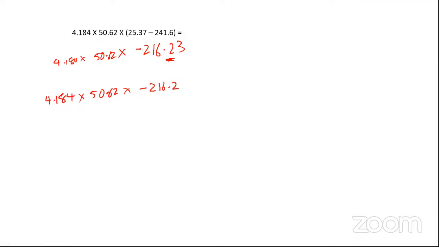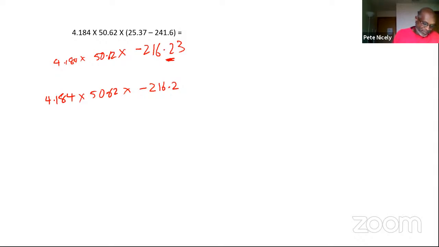Multiply all of that. Okay, so let me do that here. 4.184 times 50.62 times 216.2. And I get a long string of numbers here. I don't want to write it all out. So what would you suggest I do in terms of rounding off? Keep it at 4 sig figs. Right, round the numbers off to 4 sig figs.